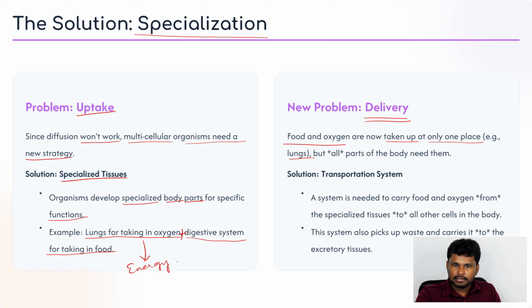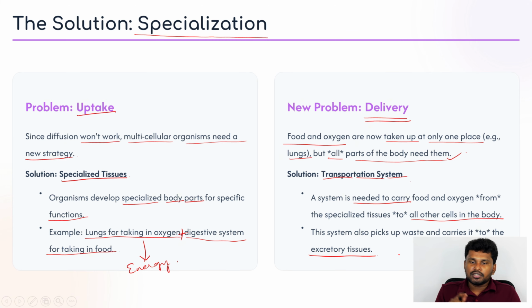For example, lungs will take oxygen, as I have just discussed, and food will be taken by the digestive system, but all the parts of the body need them. What is the solution? That is where transportation comes into play. A system is needed to carry food and oxygen from specialized tissue to all other cells. Okay, they need to be carried to all the other cells. This system also picks up waste and carries it to the excretory tissues.